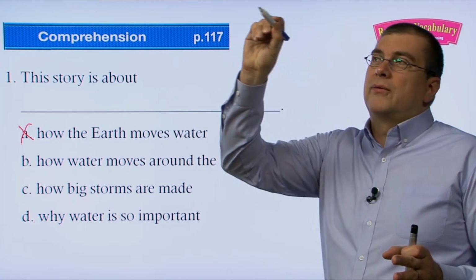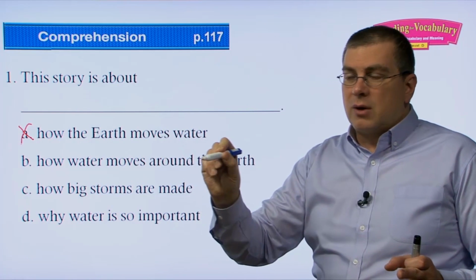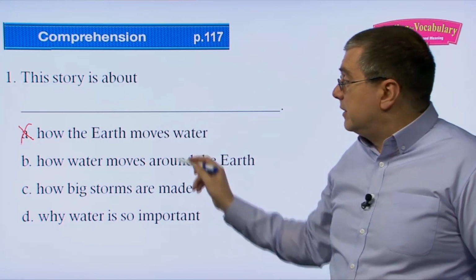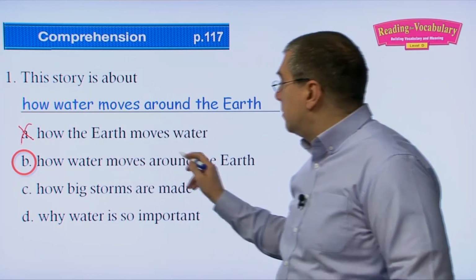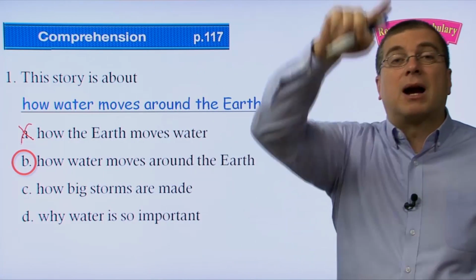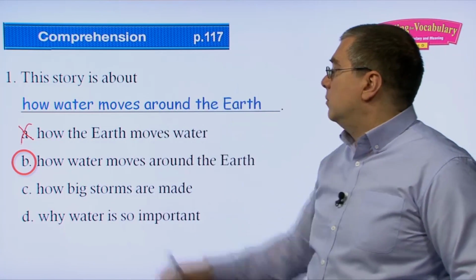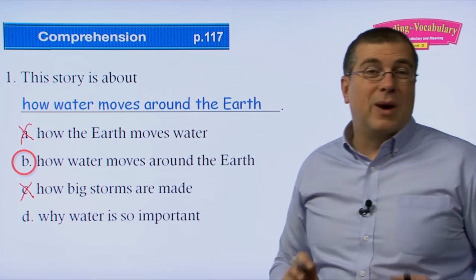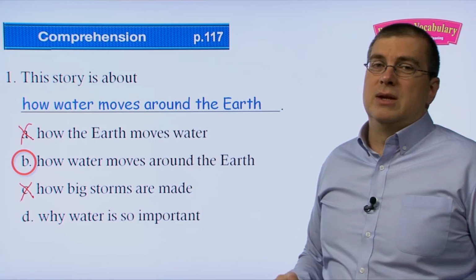We saw how water falls from the sky, goes into the ground, into lakes and streams, and then evaporates back up in the sky. So this story is about how water moves around the earth, up into the sky, onto the ground, then back up into the sky, right? How it moves around. It's not about how big storms are made, although we read about that. That was just one part of the reading passage.